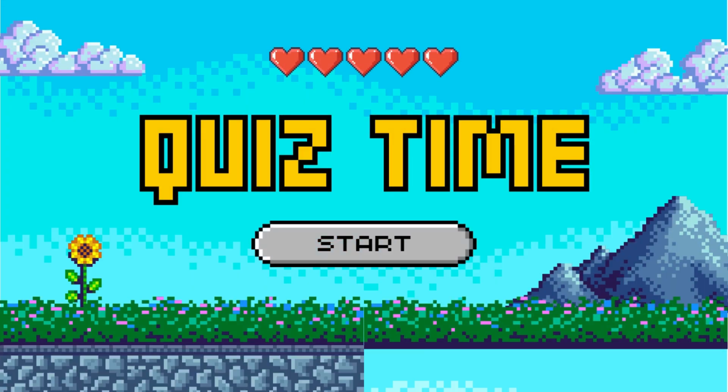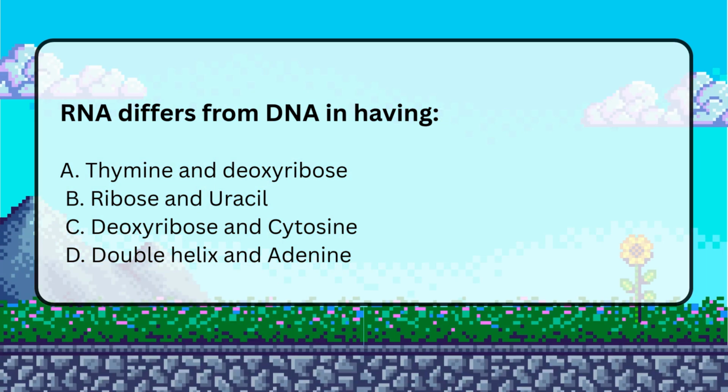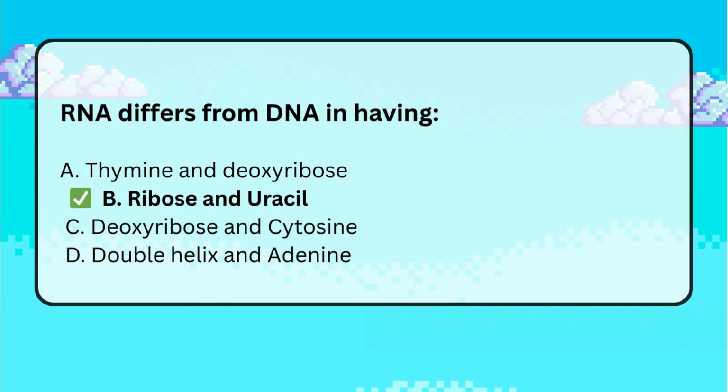The next question that can be asked is, RNA differs from DNA in having what? The options are thymine and deoxyribose, ribose and uracil, deoxyribose and cytosine, double helix and adenine. This is the most testable combo. RNA differs from DNA in having ribose and uracil. RNA has ribose sugar and RNA has uracil in its structure. So the right option is ribose and uracil.